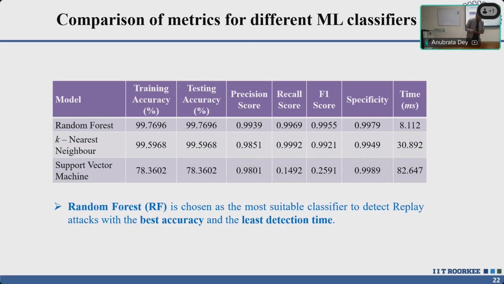Training means, let's say you have considered X percentage of data out of the total data, and then you train your algorithm, and then you see how it is performing. And then the remaining data, let's say 30%, 20%, 40%, whatever it is, you test it.